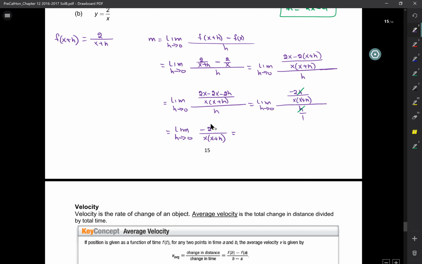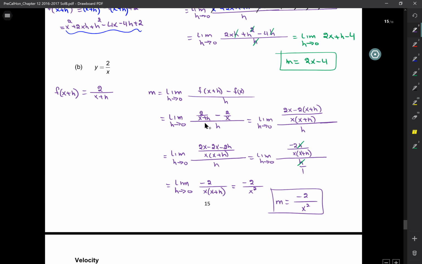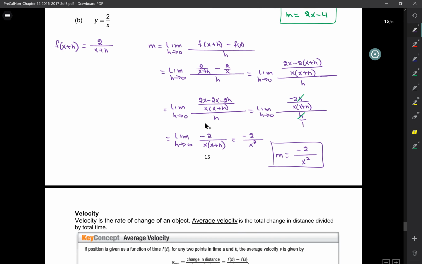Now you can plug in your h equals 0 and you get negative 2 over x squared. So the slope is negative 2 over x squared. And that, ladies and gentlemen, is the equation of the slope at any point of 2 over x.